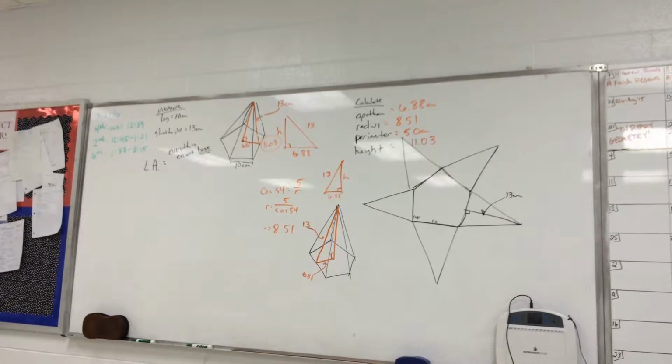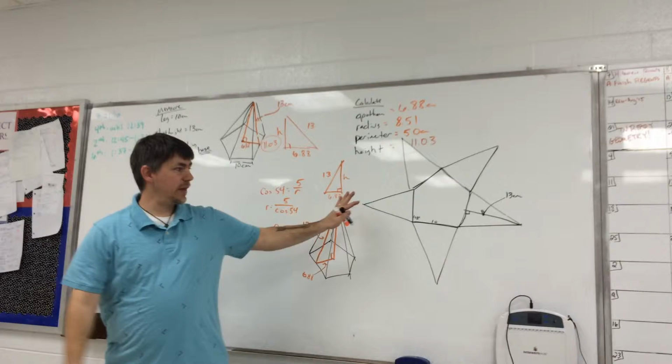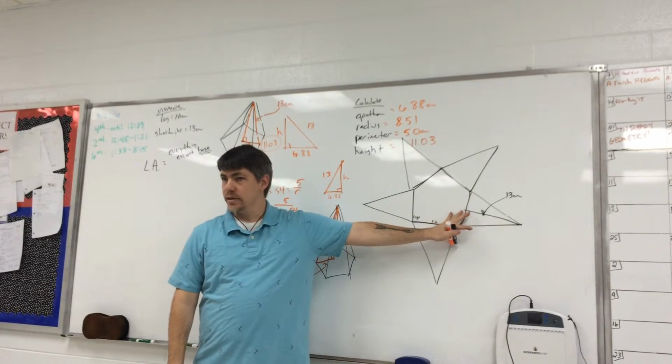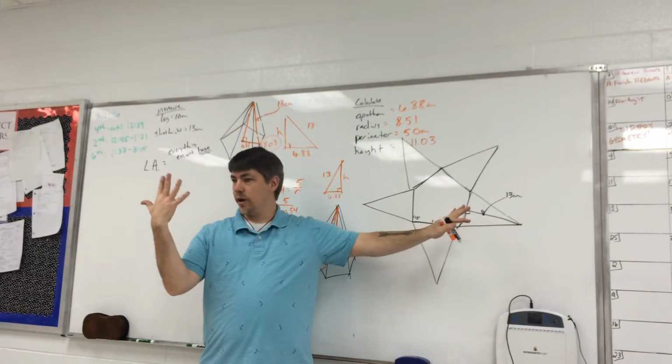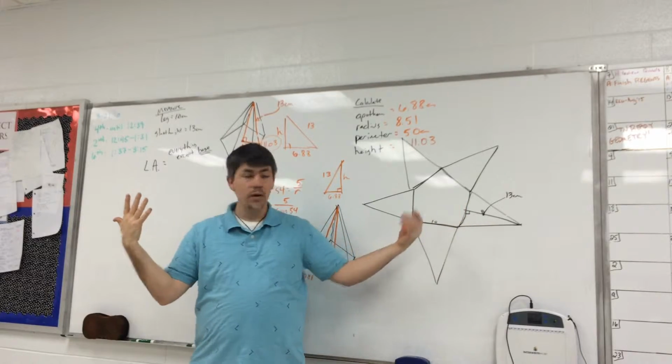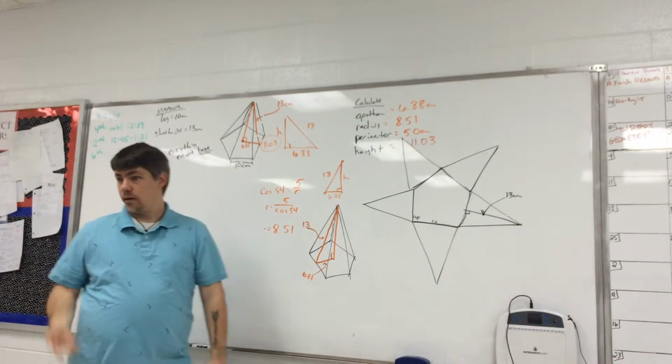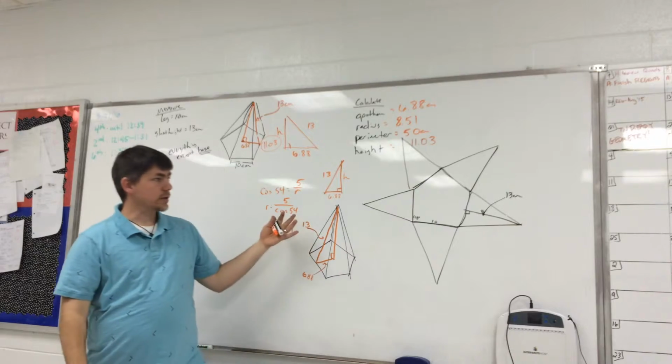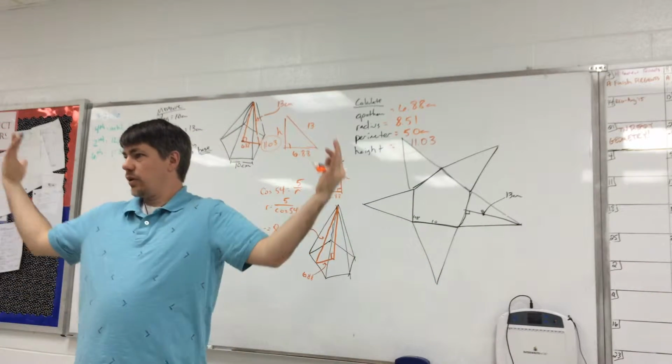Okay, here we are with lateral area. Lateral area is everything except the what? The base. So that means you're finding the area of what? 5 triangles at this part. What if it is a square-based pyramid? 4 triangles. An octagonal-based pyramid, 8 triangles, right?